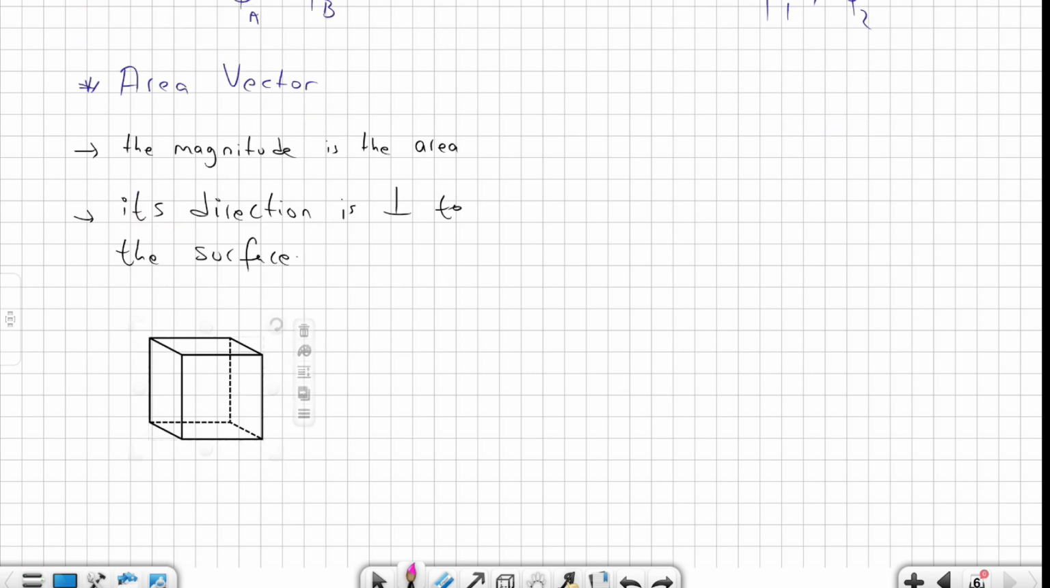Let's have a box or a cube. Each side of the cube faces a different direction. For example, this side is facing left, this side is facing up, and this side is facing down, this side is facing the right side. Each side has its own direction. We can say that each side is facing a different direction. So from now on, when we draw n, it means it is the direction of the area vector.